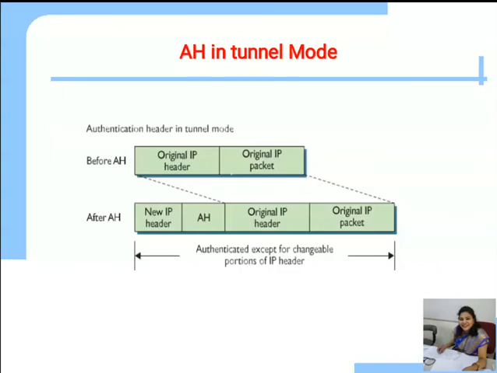First we are going to see the AH in tunnel mode. Since in tunnel mode we are going to secure the original IP header as well as the data. See the packet before the AH is applied: there is the original IP header and the original packet. Now after applying AH, there will be the AH, that is the IPsec header, the AH protocol, and before that there is a new IP header which contains the source and destination addresses of the servers.